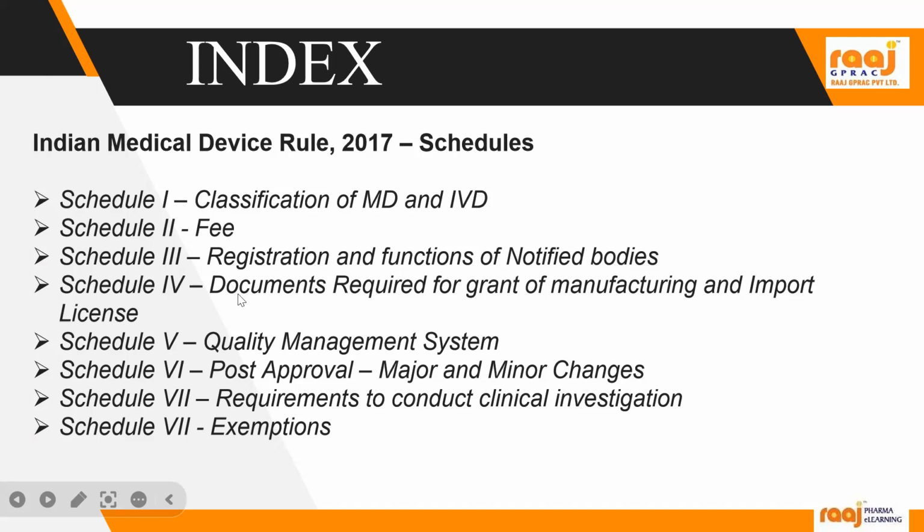Schedule 4 talks about the documents required for grant of manufacturing and import license. This one is important and applicable for us, and we discussed this in detail during the last session. Now we have reached schedule 5, that is the quality management system. In this session, we are going to cover the quality management system as per ISO 13485:2016. There are 8 clauses, and how those 8 clauses are important to build your quality management system is defined.